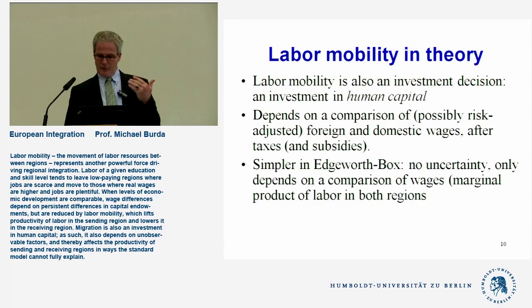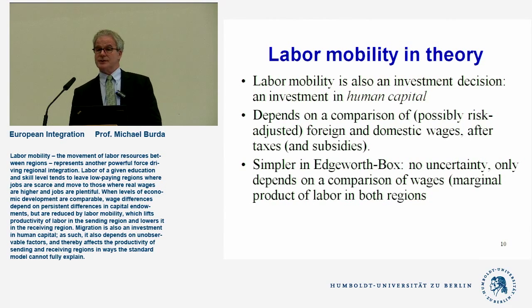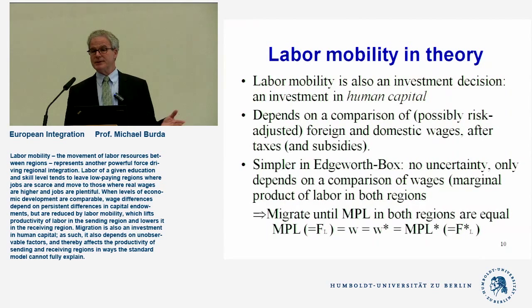So basically, the worker, just going back to that table before, the worker compares: Bulgaria, I can earn 5% of what I could earn in Germany. It's a huge difference to migrate. Or the worker in Slovenia might face quite a more modest comparison, might be a third, which still might be interesting, depending on the migration costs. In the simplest Edgeworth analysis, it's simply a comparison of those two marginal products.